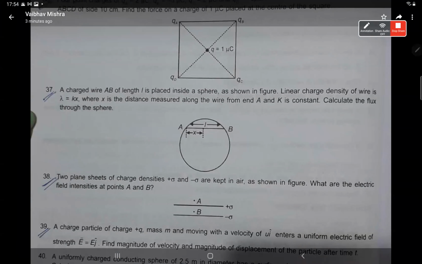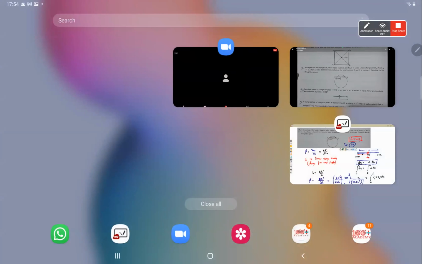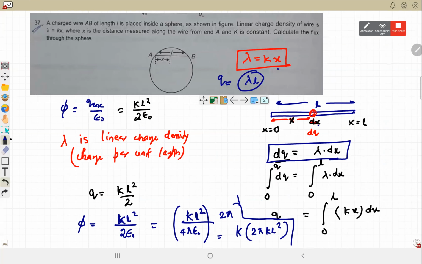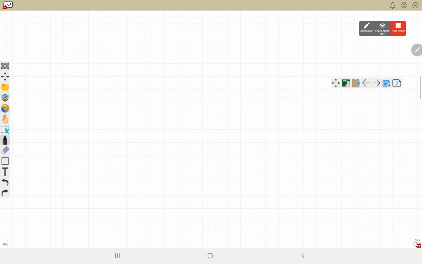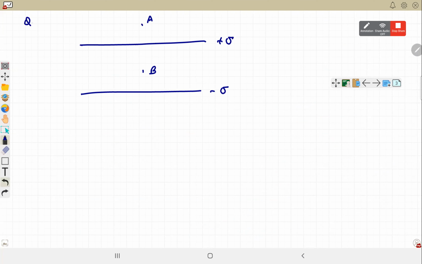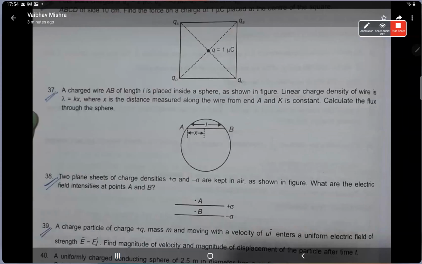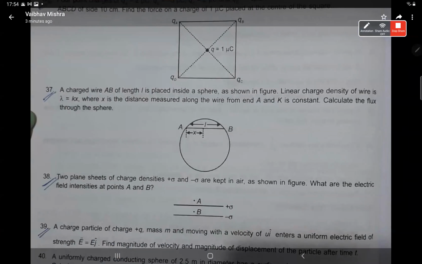Two plate sheets of charge density plus sigma, minus sigma are kept in air. What are the electric field intensities at point A and point B? Similar questions we did in the DPPs. Maybe answer is wrong in this case also. Plus sigma for the upper one, minus sigma here. Point A and point B. We have to find the electric field due to this. These are the sheets.